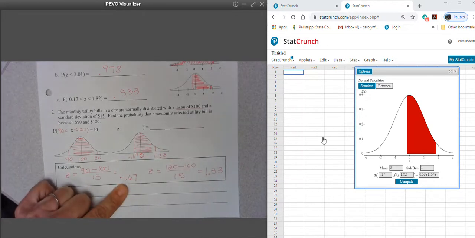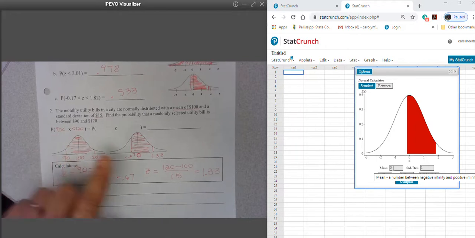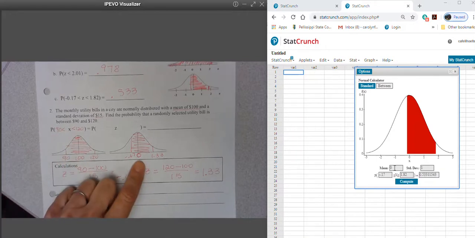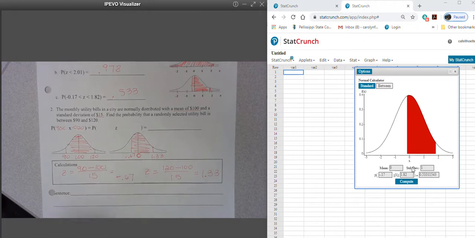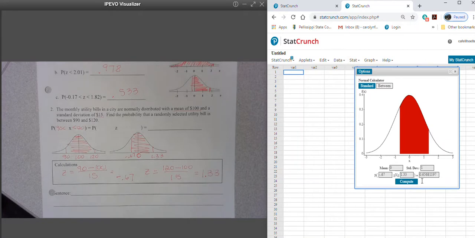Let's go to our normal calculator. This is a standard normal calculator. Since we're working with z-scores and not actual numbers, we leave the mean at 0 and the standard deviation at 1. Negative 0.67 was the z-score for the $90 utility bill, and 1.33 is the z-score for the $120 utility bill. So that looks to be about this area in red. The amount that's shaded here of the total is about 66%.